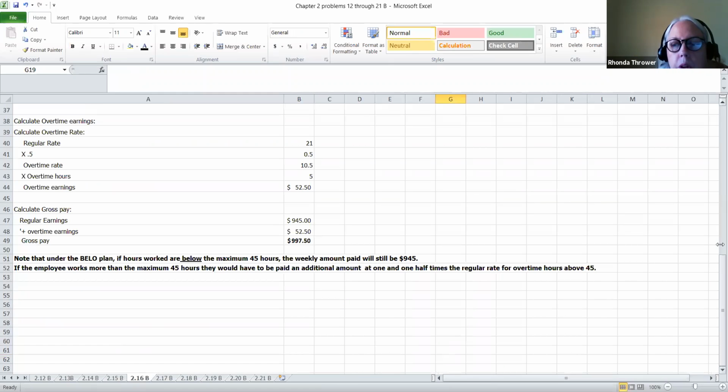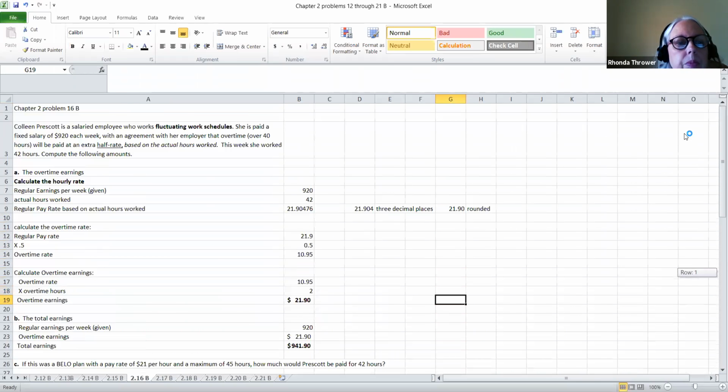On the last problem that we're going to talk about today, which is problem 16, our problem states that Colleen Prescott is a salaried employee who works a fluctuating work schedule. That means she can work different work schedules. But she is paid a fixed salary of $920 each week with an agreement with her employer that overtime over 40 hours will be paid at an extra half rate. Notice that's not 1.5 there, it's just a half rate.